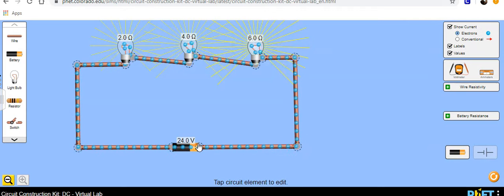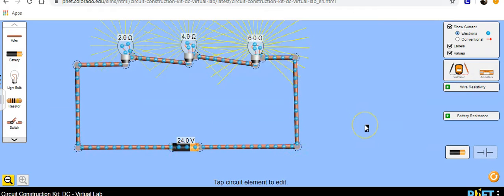So all circuits have to have a power source, a conducting path, and a load, at least one. A simple circuit would have had 1 light bulb, but this is a series circuit. So that means there's more than one electrical load on the circuit.